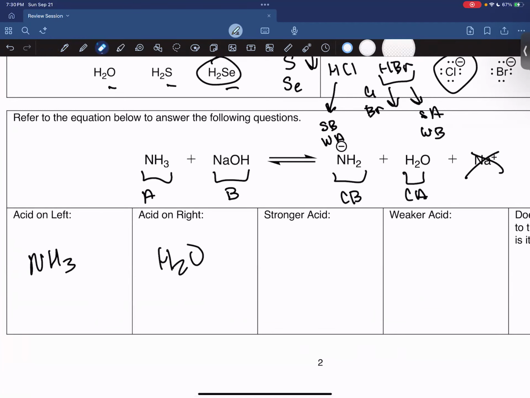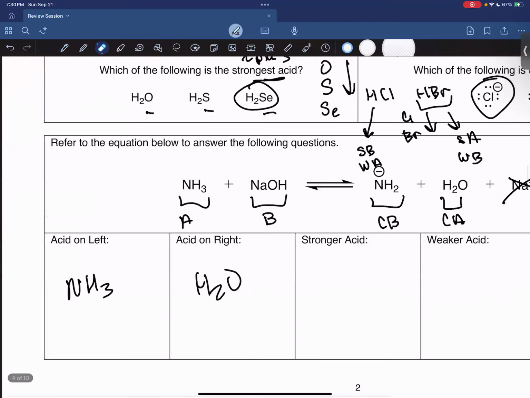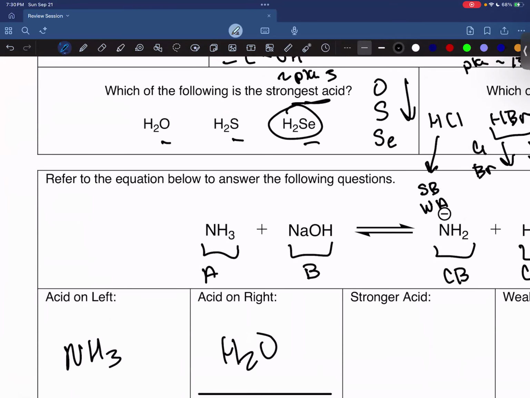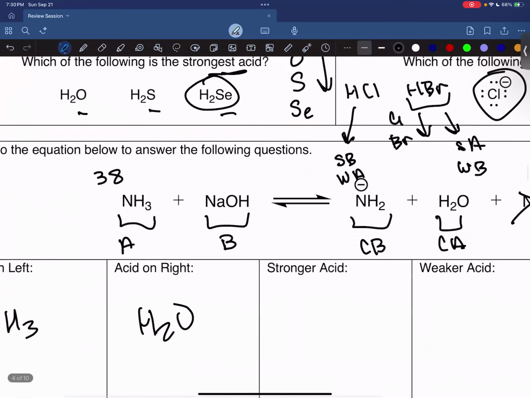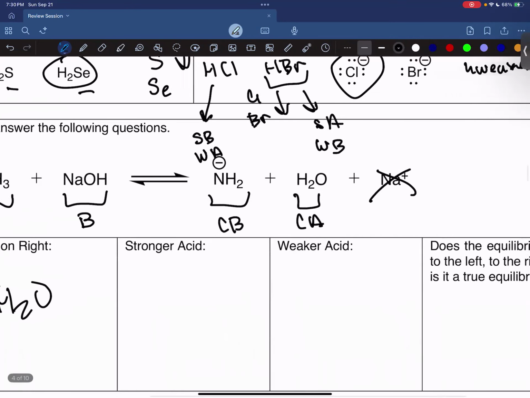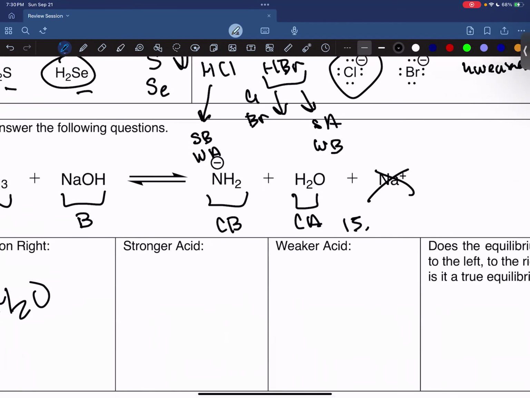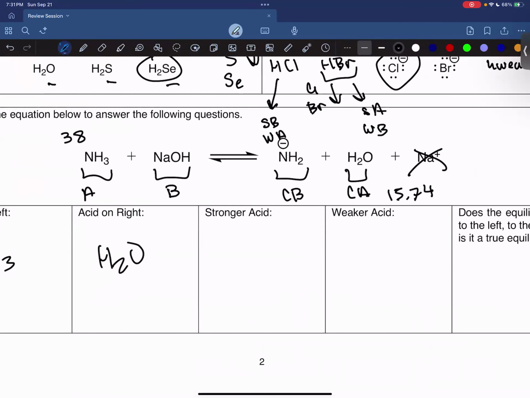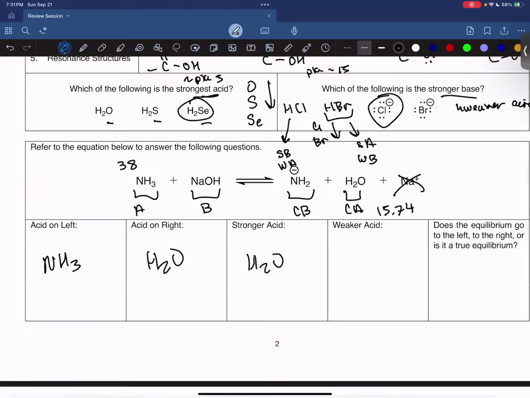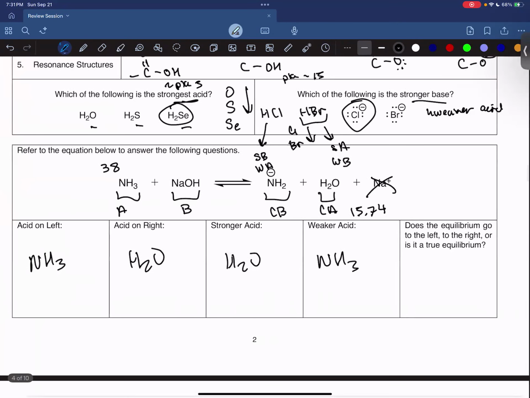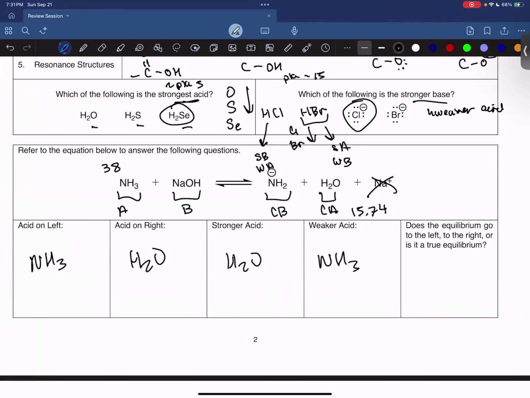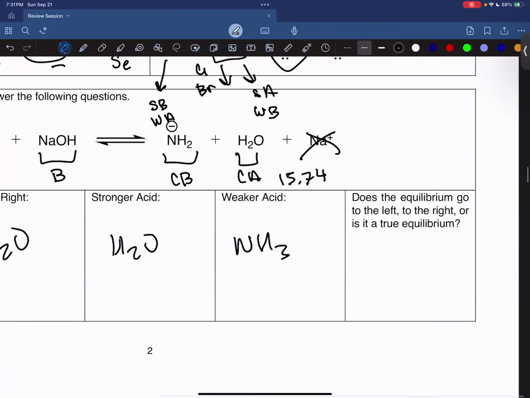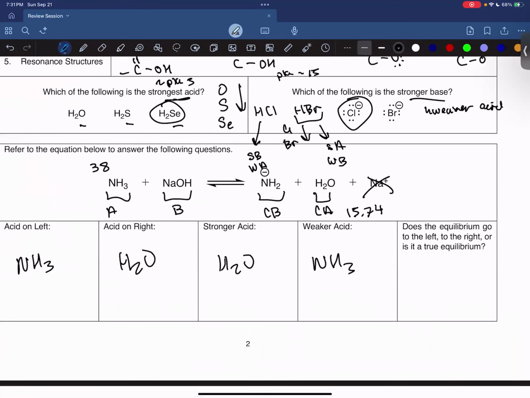We compare pKa, so let me find that. Okay, the pKa of NH3 is what I have in my notes, 38, and pKa of water, which is 15.74. The stronger acid is going to be the lower pKa. So that's going to be H2O. Therefore, the weaker acid must be NH3. Equilibrium goes towards the weaker acid and the higher pKa, which is NH3, so therefore it goes left.